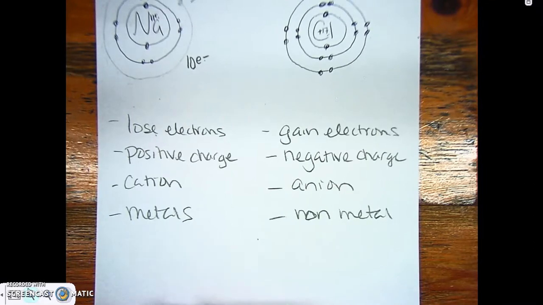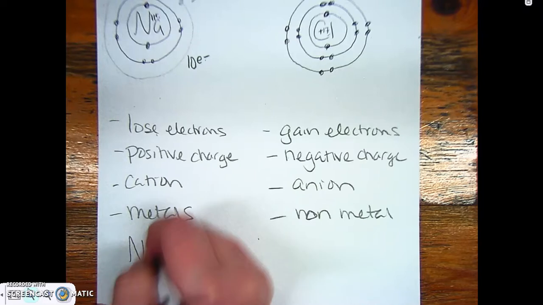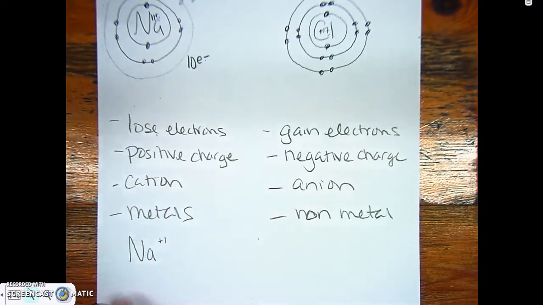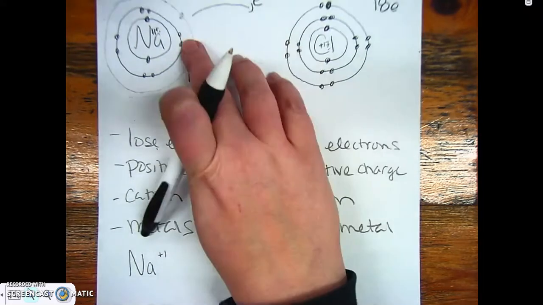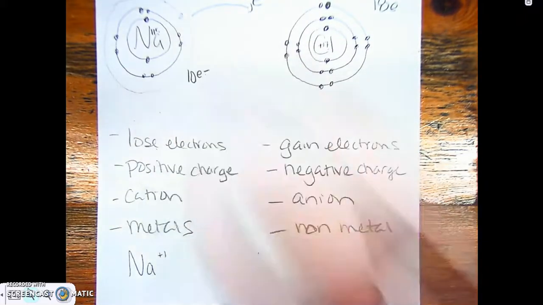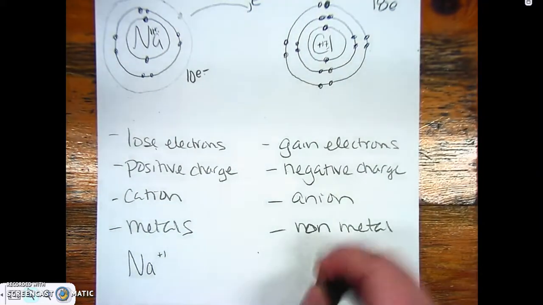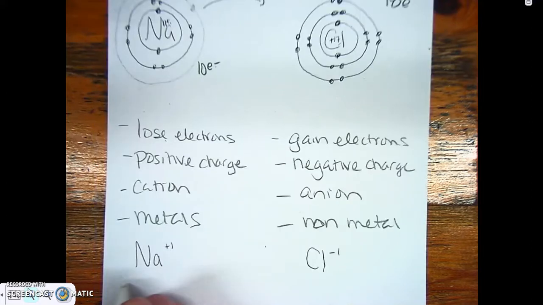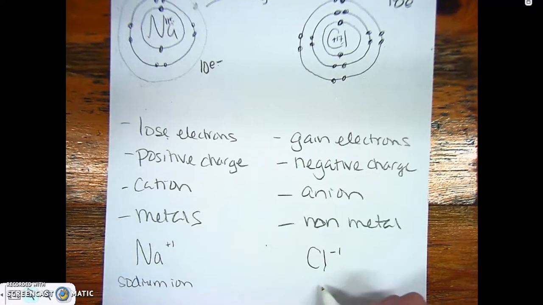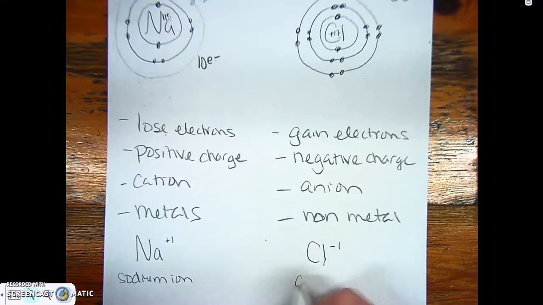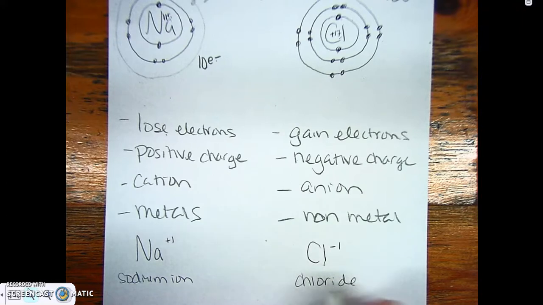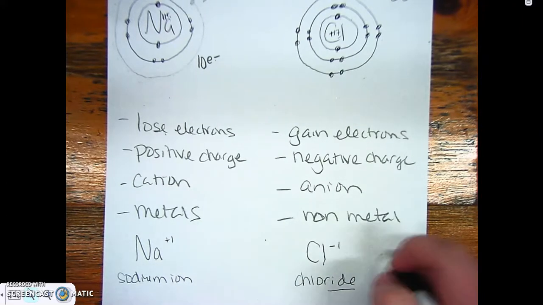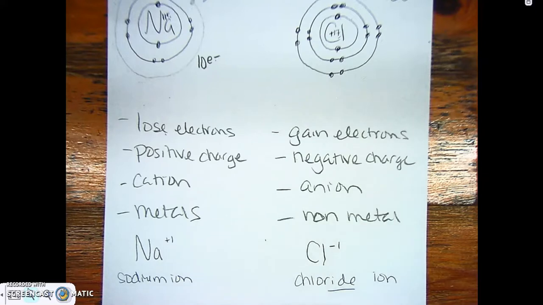So if I was going to write the symbol with the charge for the ion, we would say this is sodium. It has a +1. This is a sodium ion because it's lost 1 electron. Whereas the chlorine over here has picked up an electron, so it's going to have a -1 charge. So we write it like this. We call this a sodium ion. And over here, for our nonmetal anions, we change the ending to IDE, and we call it a chloride ion.